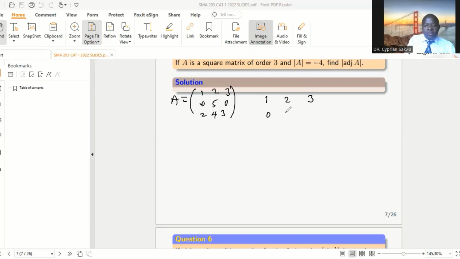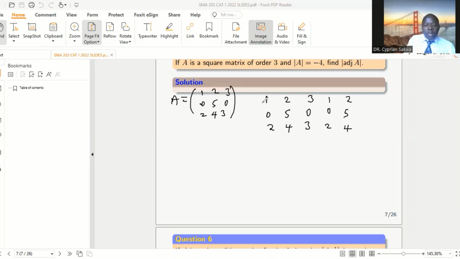0, 5, 0, 2, 4, 3. Just add the first column here: 1, 0, 2, and 2, 5, 4. In the earlier video, I showed you how to find the determinant using this method, and I gave you a condition on which type of matrices this method will work and which ones will not.